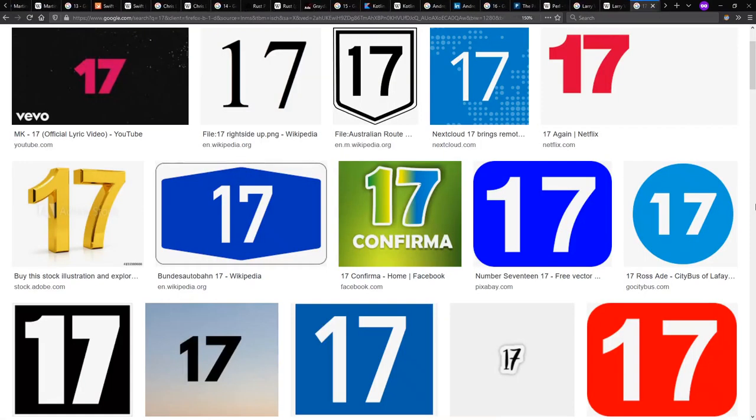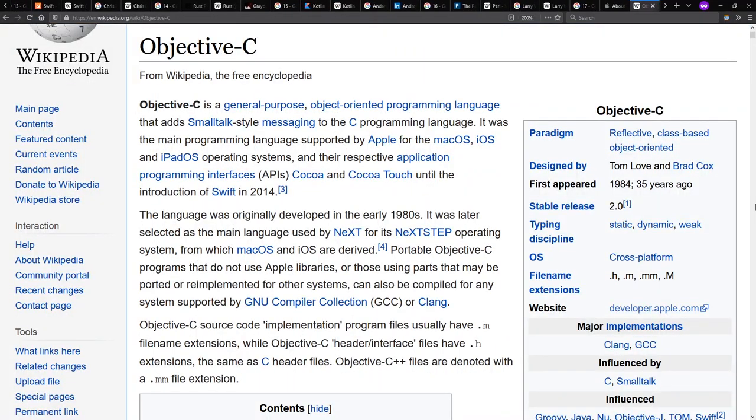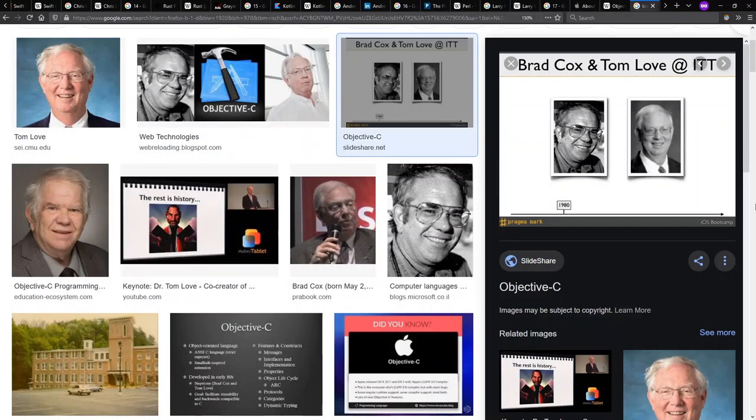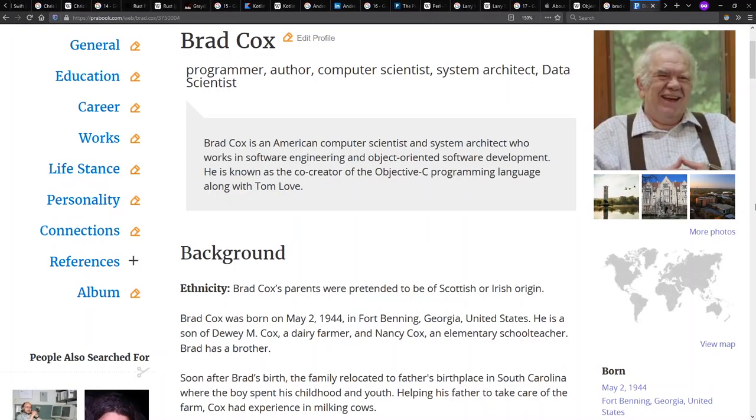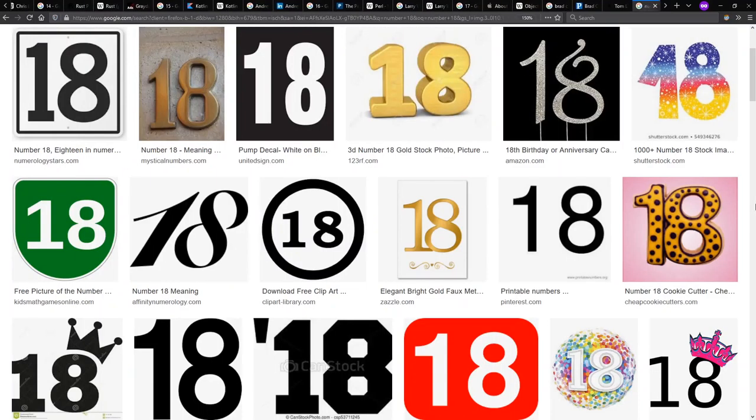Number 17 is Objective-C. This is the language that Apple designed Swift to replace. Objective-C is from 1984 originally, designed by Tom Love and Brad Cox. Brad Cox is from Georgia, US. And Tom Love, the best I could track him down to was his PhD work in the 1970s in Seattle, Washington. Not sure where he's from before that.